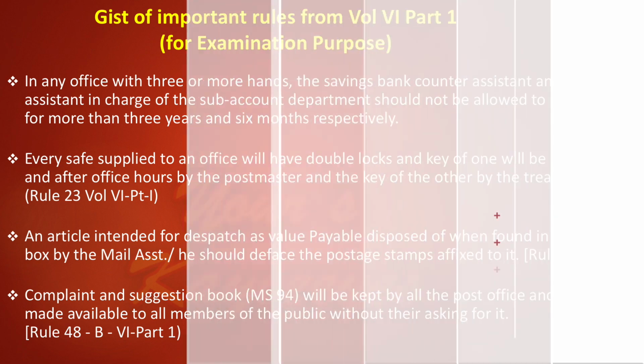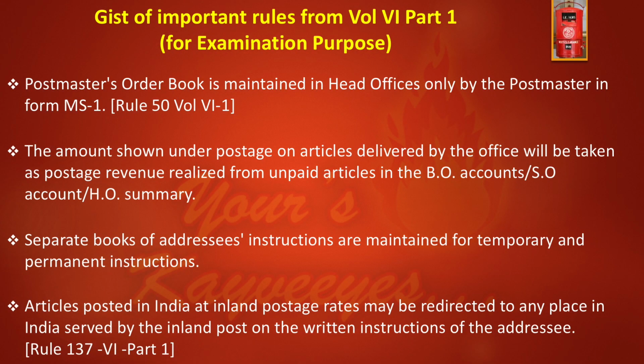Rule 48. Postmaster order book is maintained in head offices only by the postmaster in Form MS1. Rule number 50. The amount shown under postage on article delivered by the office will be taken as postage revenue realized from unpaid articles in the BO accounts, SO account, and HO summary. Separate book of addresses instructions are maintained for temporary and permanent instructions.